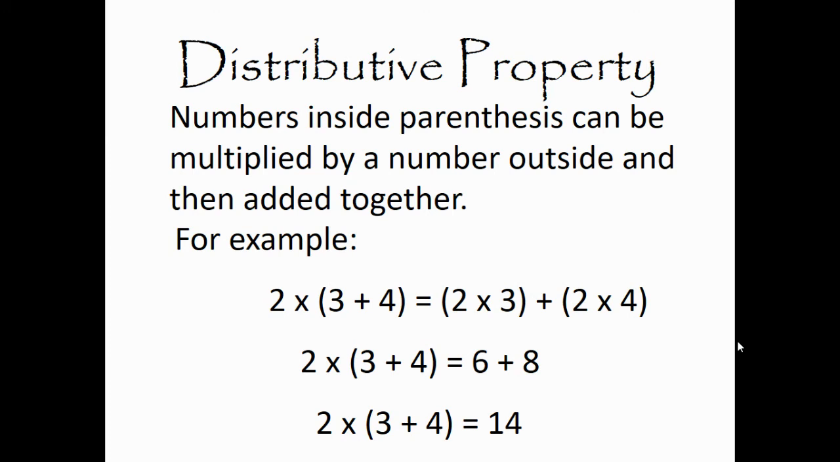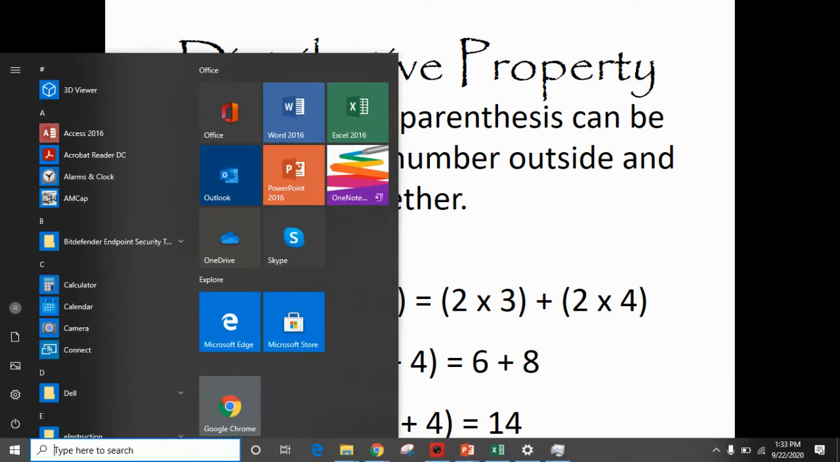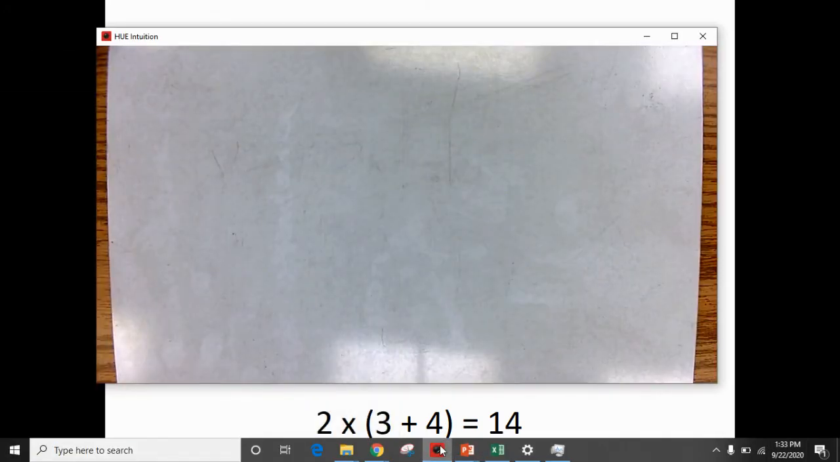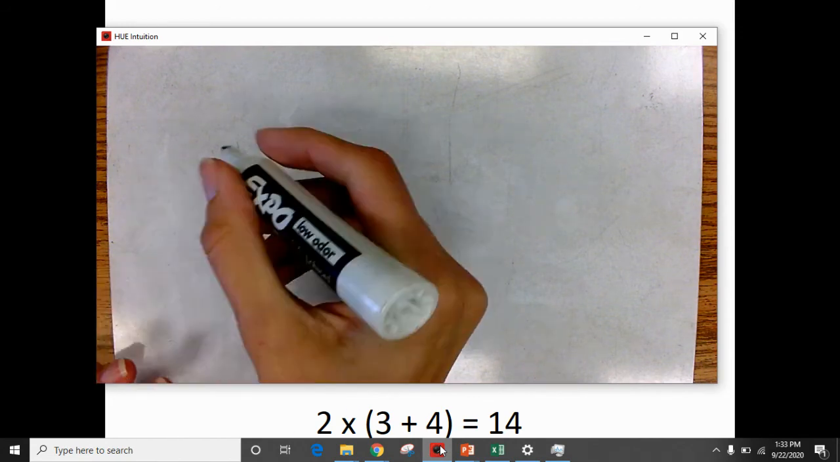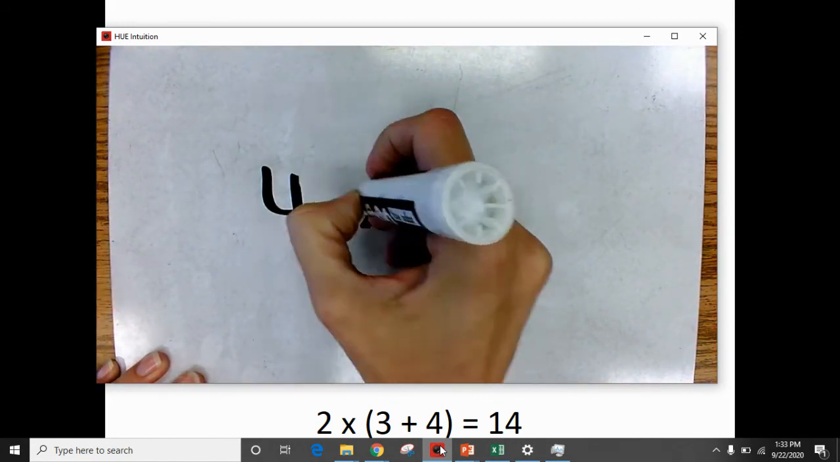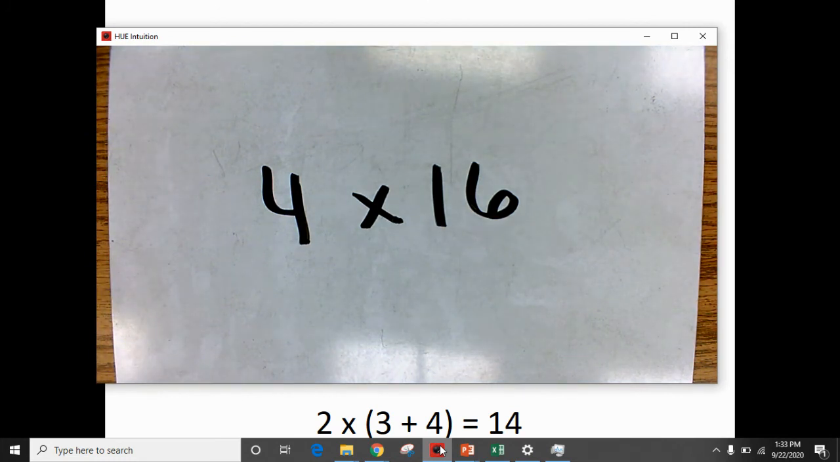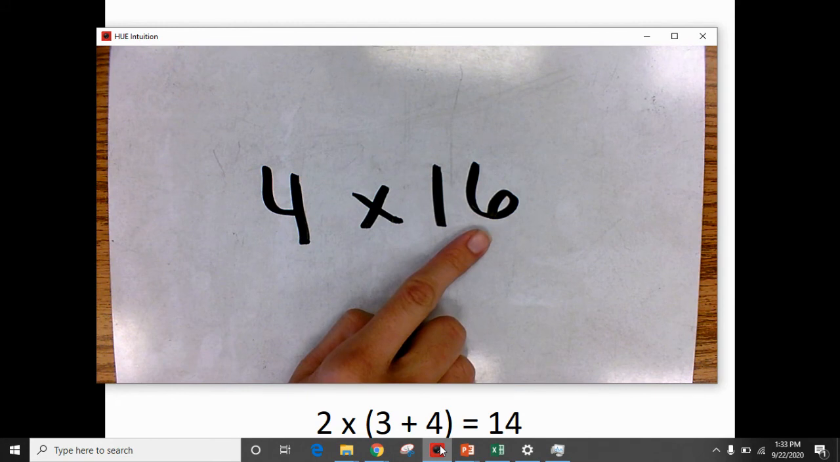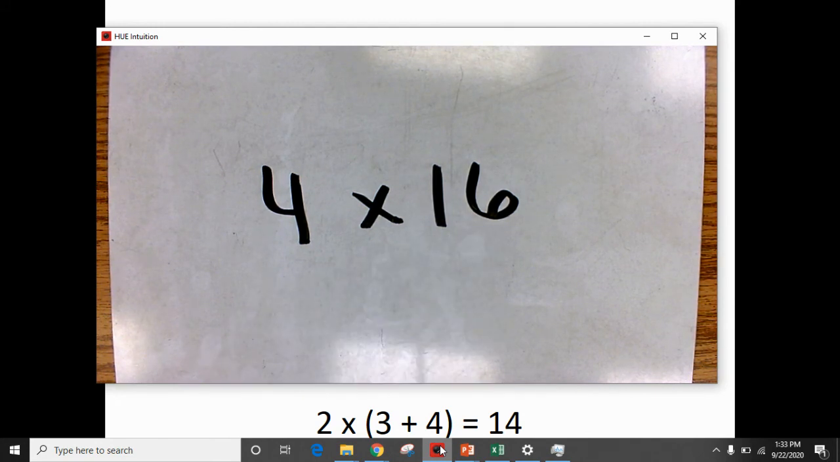Let's look at an example of the distributive property and how it could be helpful for solving math problems. Let's say we're trying to solve a multiplication problem like 4 times 16. This might be kind of tricky because 16 is a larger number. I don't have my 4's multiplication facts memorized all the way to 16. What the distributive property tells us is that we can break numbers into smaller pieces and then multiply them and add them together. Let me show you.